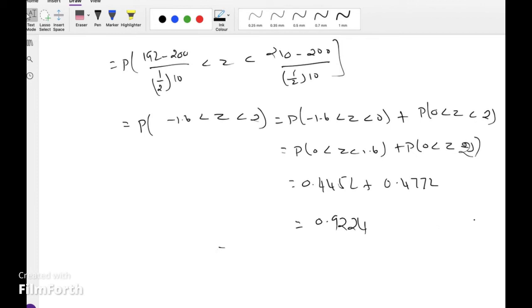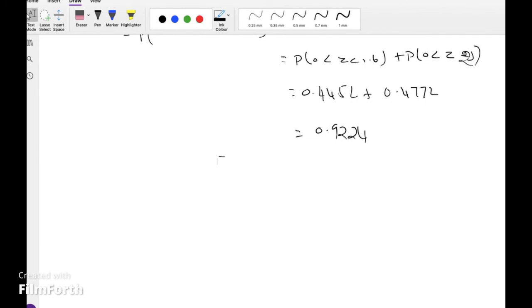So x1, x2, x3 up to x100 are independent and identically distributed random variables. We can find the probability of 192 less than Sn less than 210. That is 0.9224.